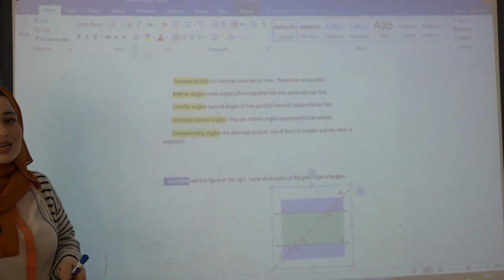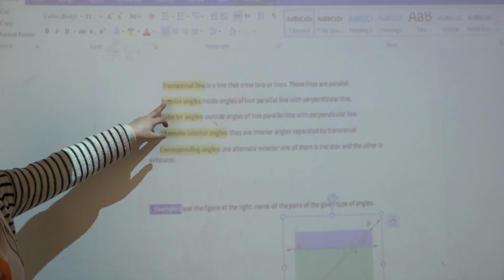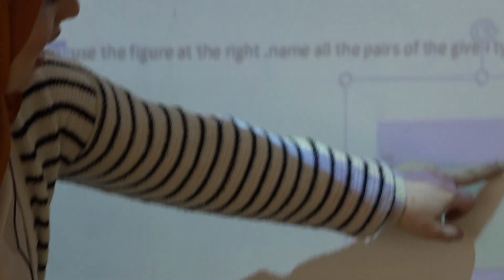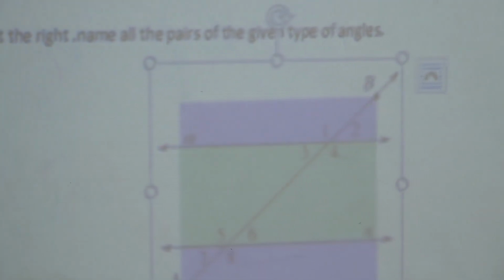Now we talked about angles and types of angles. Interior angles: what are interior angles? They are the inside angles of two parallel lines cut by a transversal. So look, the inside angles, this is the inside of the green section.